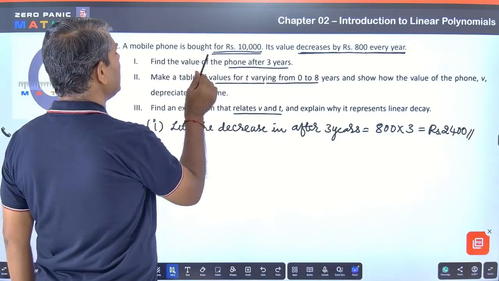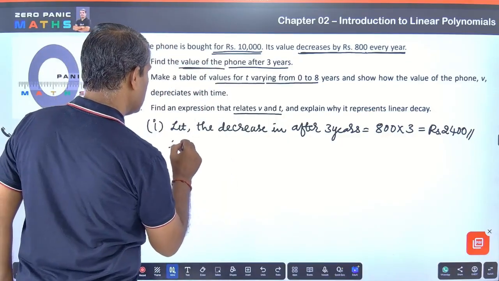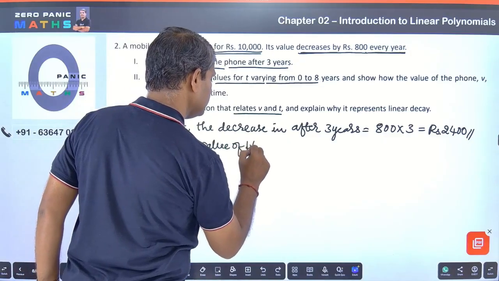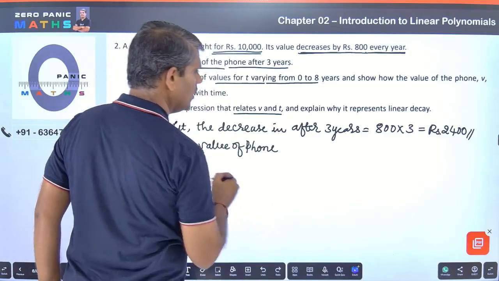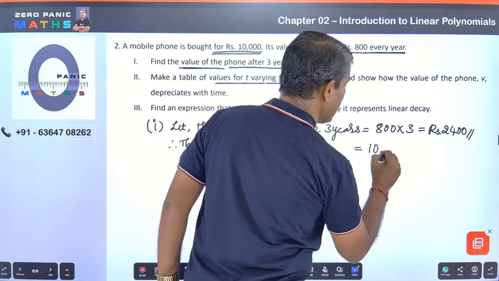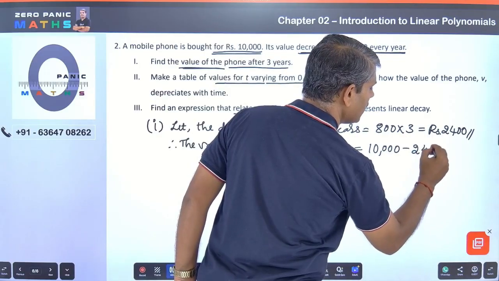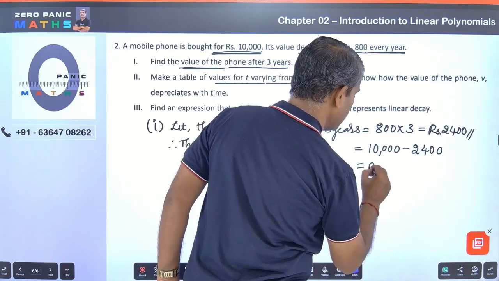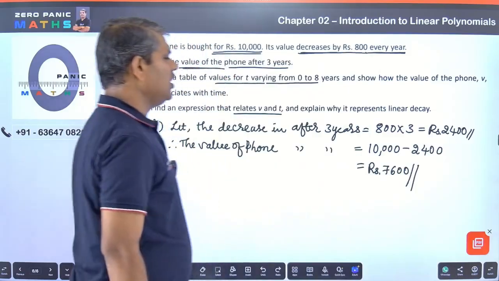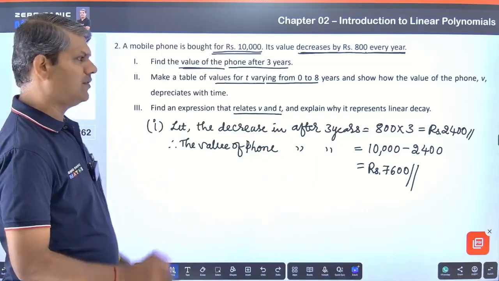But what is asked here? It is the value of the phone that we need to find after 3 years. So the value of the phone after 3 years will be the initial value, that is 10,000, minus the decrease in the value, that is 2400. So that will be rupees 7,600. Correct? So the answer to the first question is 7600. It's a simple one.